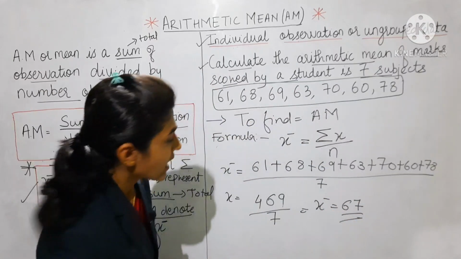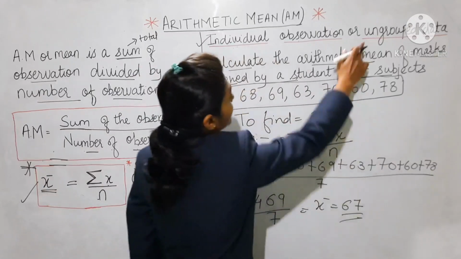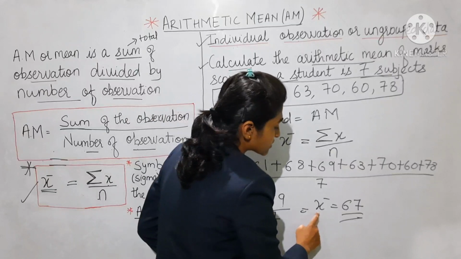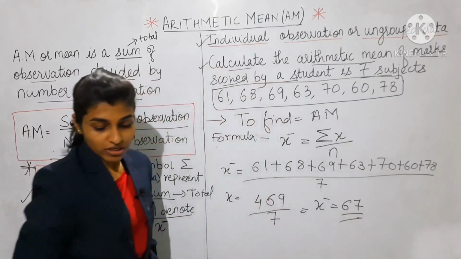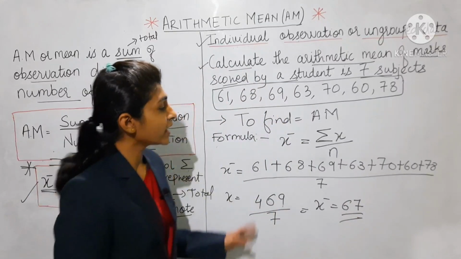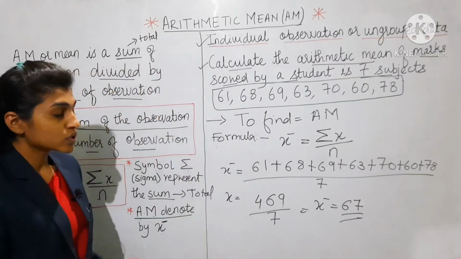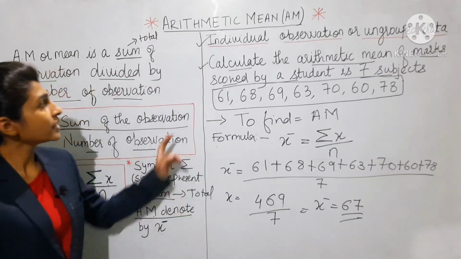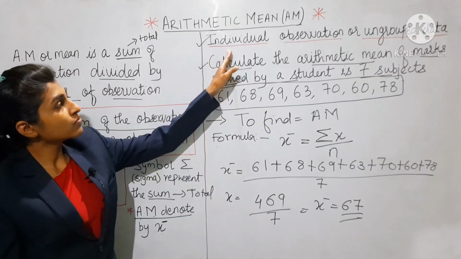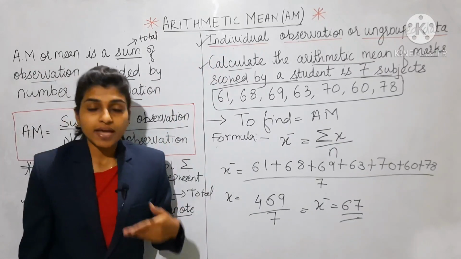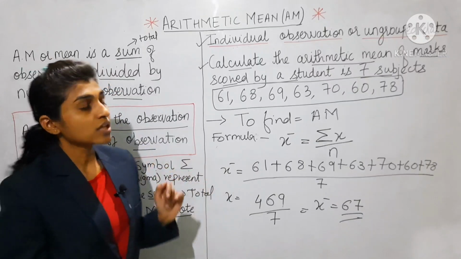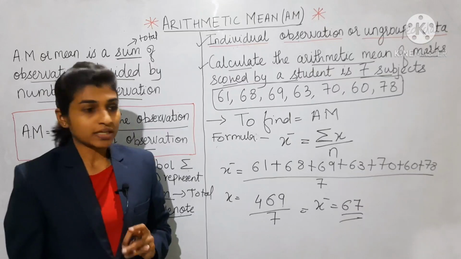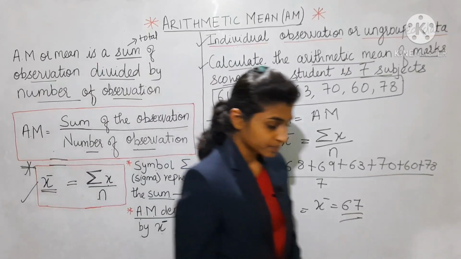So this is arithmetic mean for ungrouped data or individual observation. Okay, so x bar is equals to 67. In this way you have to calculate arithmetic mean for individual observation. I hope you have understood how to calculate arithmetic mean for individual observation. Next we'll see how to calculate arithmetic mean for group data. By that time, copy down this.